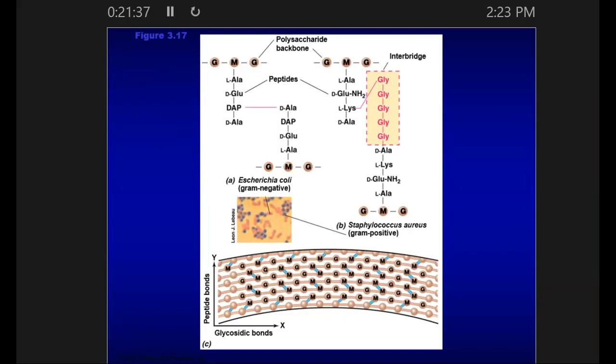Okay, here's the interbridge idea. So here they're showing they studied Staph aureus, which is gram-positive. So they're showing the 4 amino acids coming off of NAM in the sugar chain, and then you see that there's this interbridge of glycine that it connects to, and then that interbridge connects to the next 4 amino acids in the neighboring chain. So sometimes you'll see that kind of extra embellishment with gram-positive. And it tends to be glycine. They tend to stick in glycine, which is a short amino acid. So sometimes you'll see that.